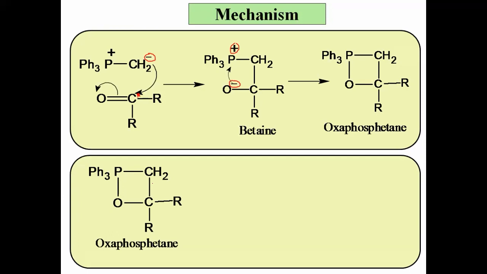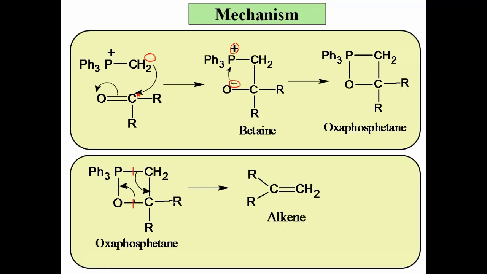Here, this is our oxaphosphetane. In the first step, the bond between carbon and oxygen undergoes breaking, and there is a formation of a new pi bond between phosphorus and oxygen. Simultaneously, the bond between phosphorus and carbon undergoes breaking, and there is a formation of a new pi bond between the two carbon atoms, and we get the product.